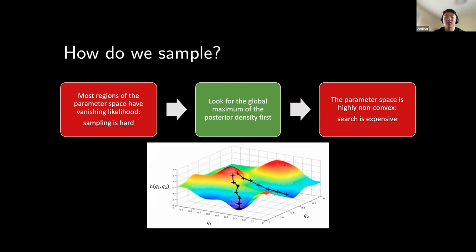Because the parameter space is highly non-convex and therefore is hard to search over, right? So the figure on this slide roughly illustrates that problem, which is that when you have a non-convex loss function or a non-convex loss landscape, which in our case is the posterior density, depending on where you start, you'll end up with different solutions of varying quality. And it's hard to determine whether or not you found the global maximum.